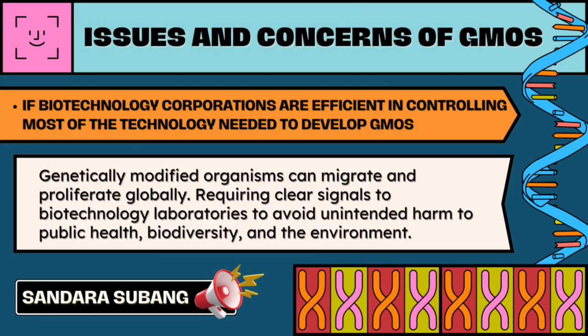Are biotechnology corporations efficient in controlling most of the technology needed to develop GMOs? Genetically modified organisms can migrate and proliferate globally, requiring clear signals in biotechnology laboratories to avoid unintended harm to public health, biodiversity, and the environment.